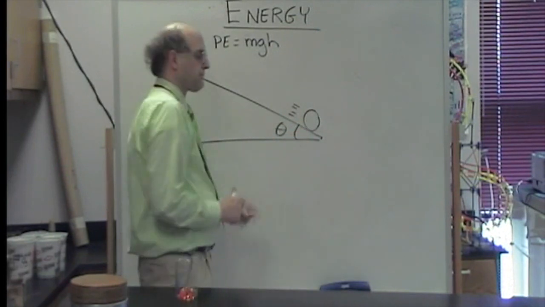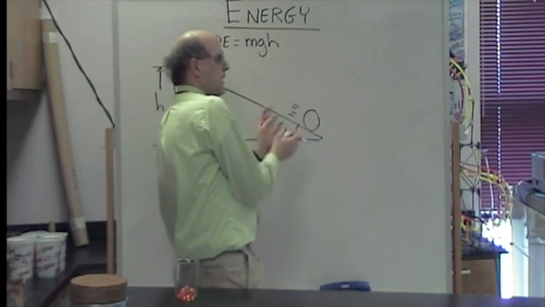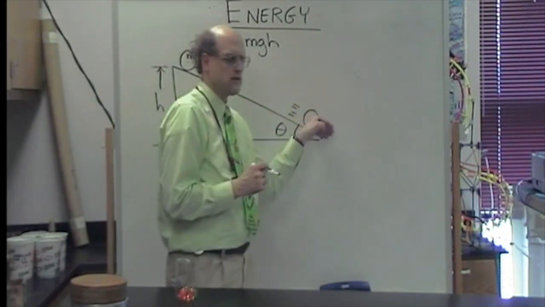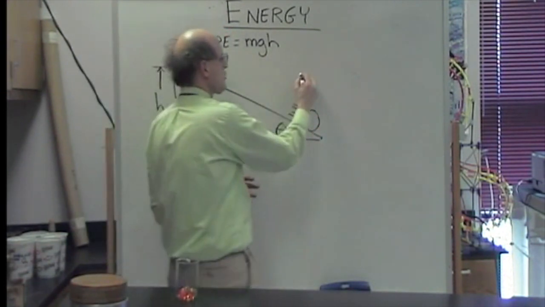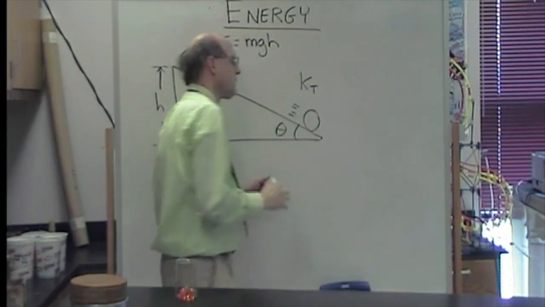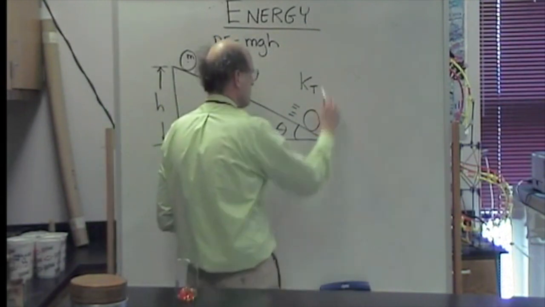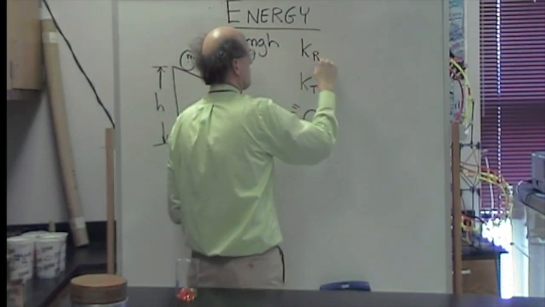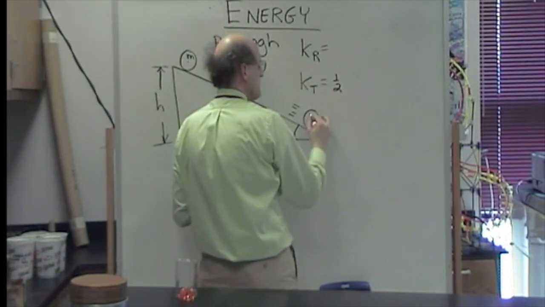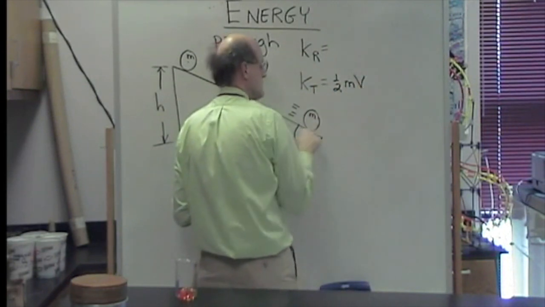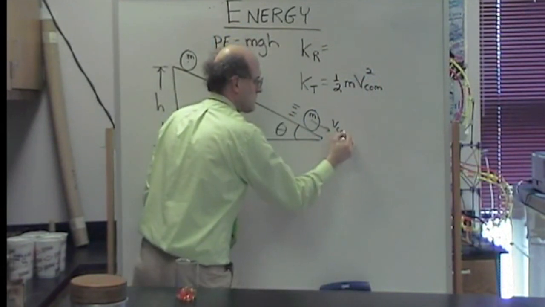At the bottom of the hill, the body has kinetic energy. But we can think of the body as having two types of motion. It has translational motion, right, because it's rolling. So we can speak about its translational kinetic energy. But since it's rotating, it also has rotational kinetic energy. Now the translational kinetic energy is 1/2 times the mass of the body times its speed at the bottom of the hill squared, and that's the speed of its center of mass.